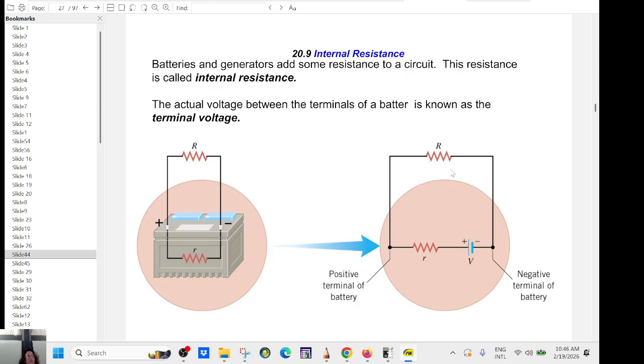It dies. Okay, 10 volts is not enough to start the car. So this is called internal resistance. Okay?